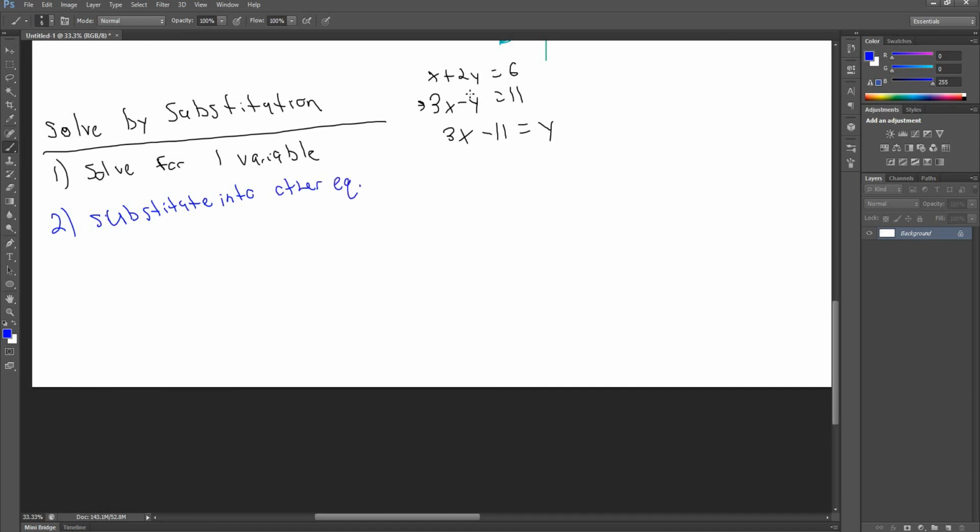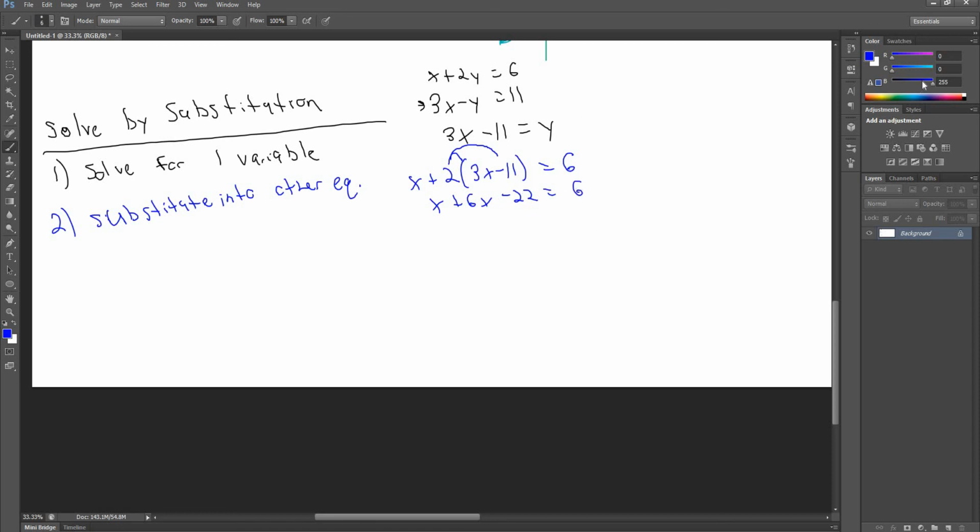So in this case, our other equation is x plus 2y is 6. So I'm going to get x plus 2(3x minus 11) is equal to 6. From here, we would need to distribute our coefficient of 2 to both the 3x and negative 11. So I'll get x plus 6x minus 22 is equal to 6.